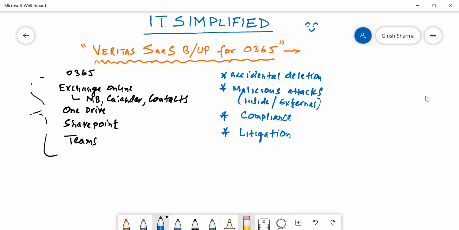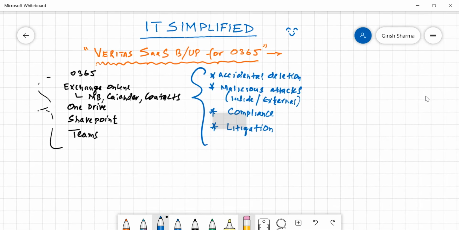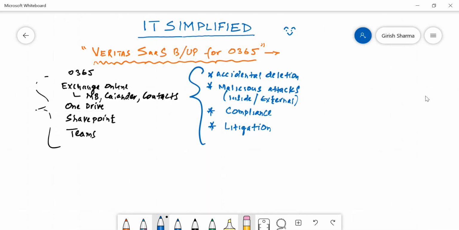Now, because Office 365 is a SaaS application, Microsoft will make sure that it is highly available, but they're not liable for your data. And as I said, in all these scenarios, whether the data is accidentally deleted, whether it is a malicious attack, or for compliance and litigation reasons, you need to provide that information. You need to have that solution, and the only way you can do that is to have a backup and recovery solution. So I hope that is clear why you need to have the solution.